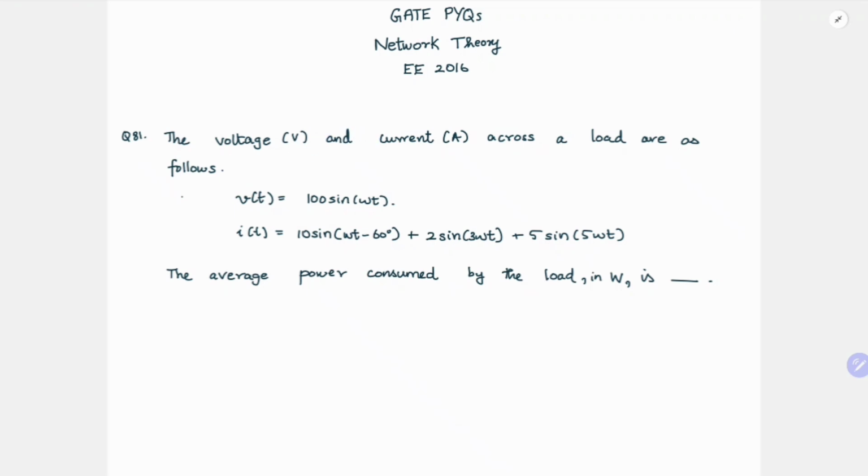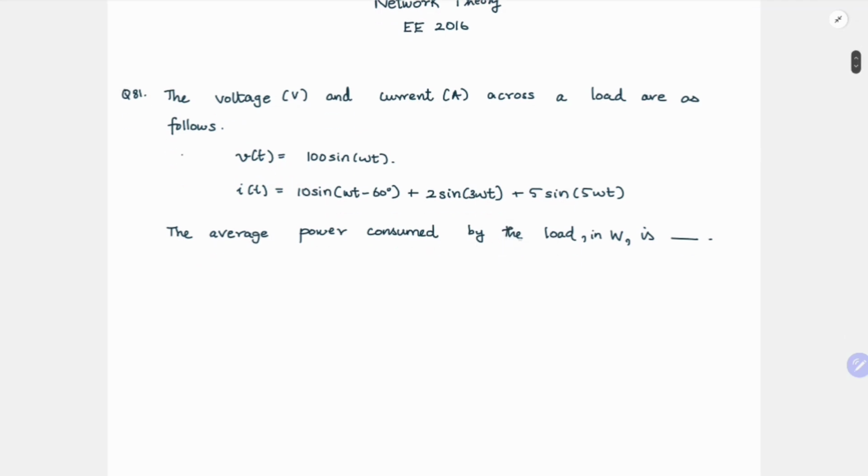The voltage in volts and current in amperes across a load are as follows. So they are given V of t and I of t, and they are asking the average power consumed by the load in watts is dash.